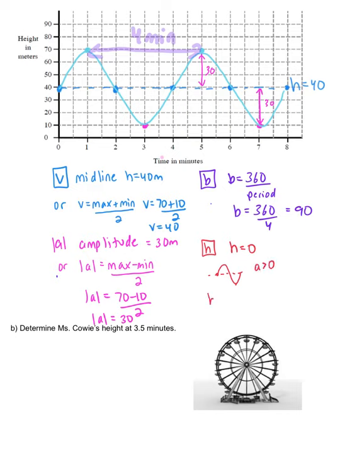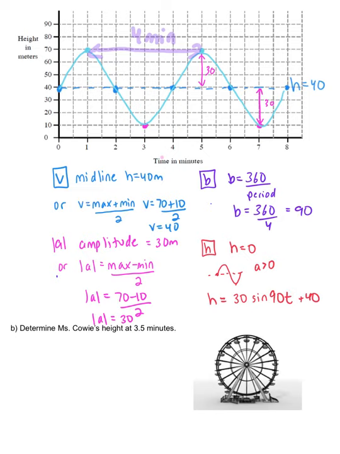So therefore, the equation is height is equal to positive 30 sine 90t plus 40. So make sure you're using the correct variables, h instead of y and t instead of x, because we have height versus time.